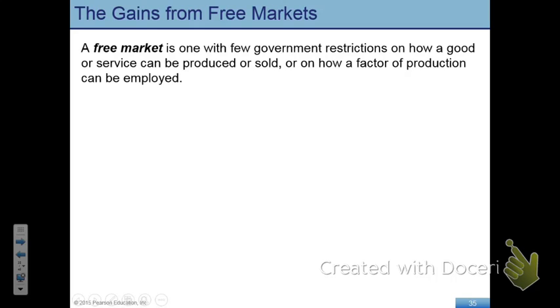What we're going to do now is look at the next component of this very lengthy and exciting chapter. We are now going to spend some time looking at the role of market again, but not any kind of market, but the role of free market and what it can offer us.